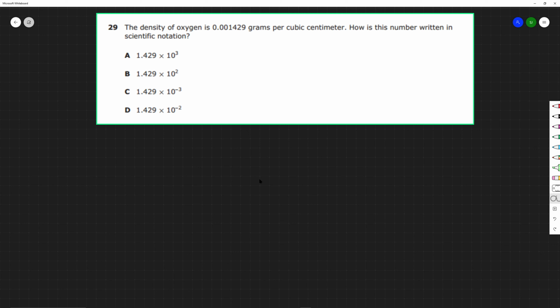It says the density of oxygen is 0.001429 grams per cubic centimeter. So this is a very tiny number. How is this number written in scientific notation? So we are going to use scientific notation. So let me write it down here.